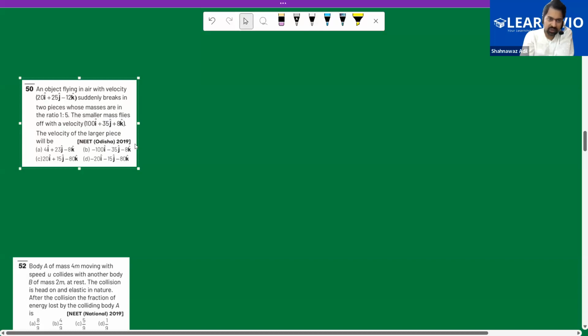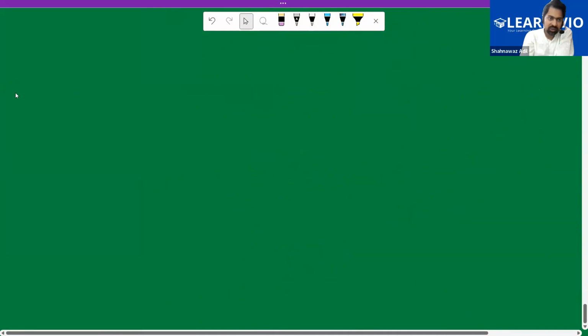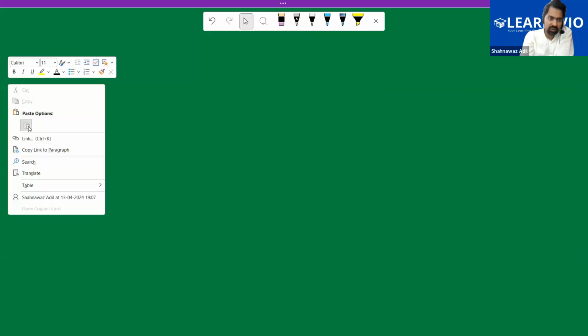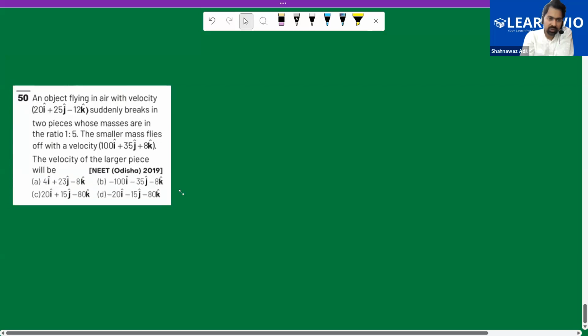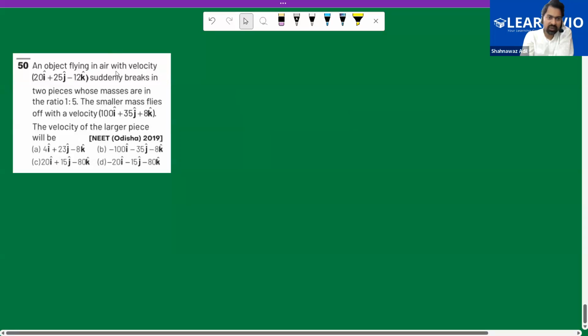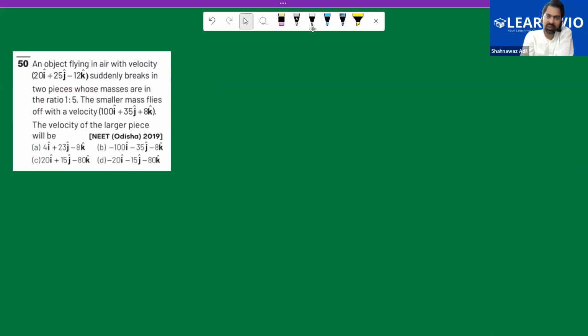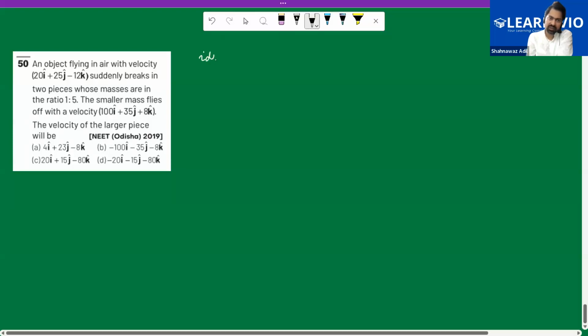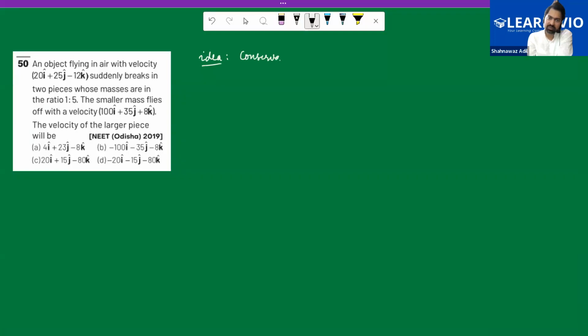So let's do this. An object flying in air with velocity suddenly breaks into pieces whose masses are in the ratio 1:5. The smaller mass flies with velocity. So what is the idea that we have to use in this question? We have done explosion type of equation. So the idea is conservation of momentum. This is the thing that we have to use.